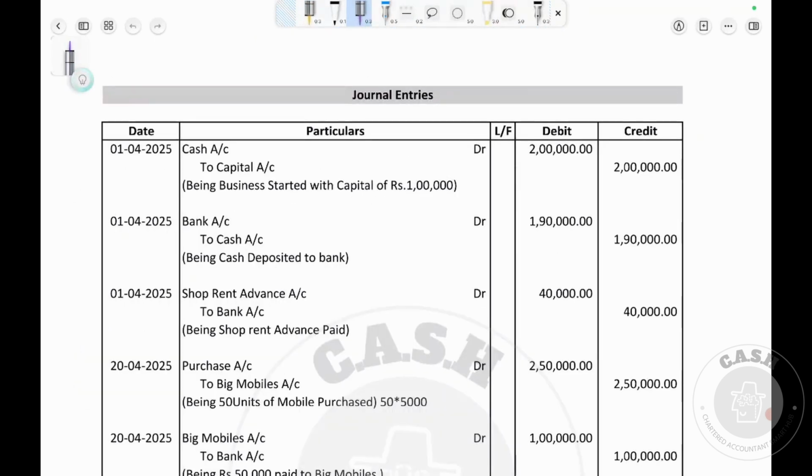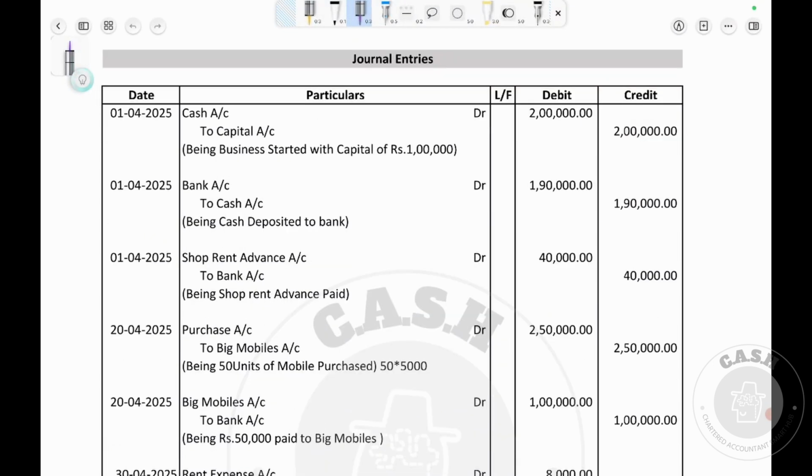The first book where the transaction enters into is called journal entries. If you see this journal entry, you see debit, credit, date, and particulars. But if you see in this particular column, you see cash account debit here and cash account credit here. So, how to pass journal entries?